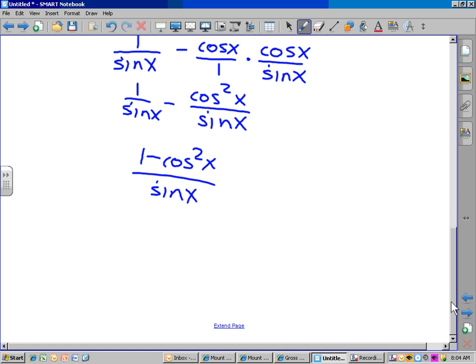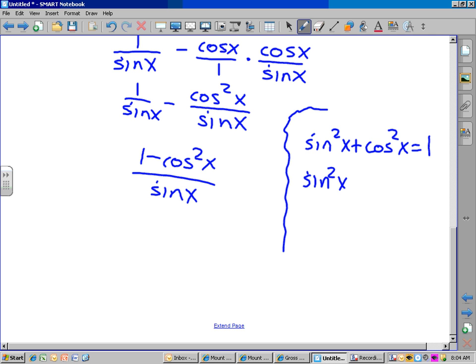1 minus cosine squared. I don't have that exactly on my sheet, right? It's not exactly the identity. This is kind of like side work. This is what you should be thinking: well, I have that identity. Can I make that identity turn into that? Sure. I'm going to subtract cosine squared. This is what I need, right? What's it equal to? So I replace it, or make the substitution of sine squared.